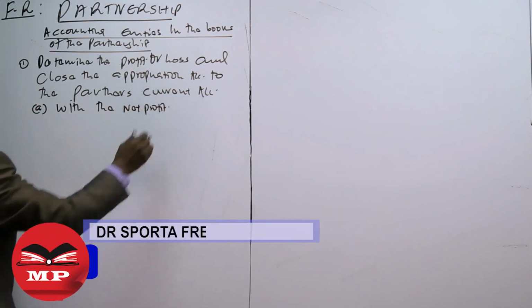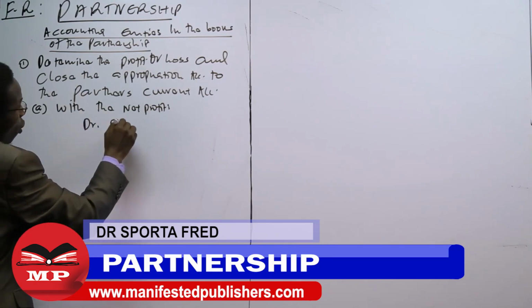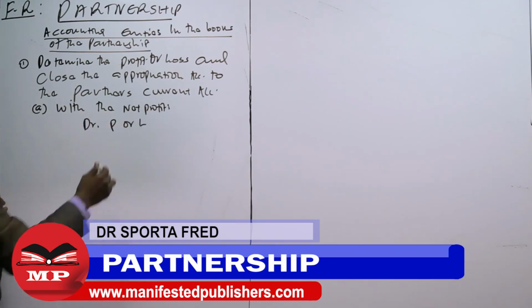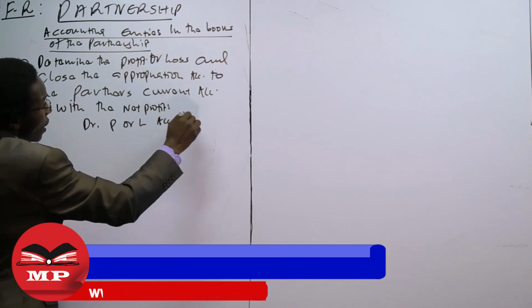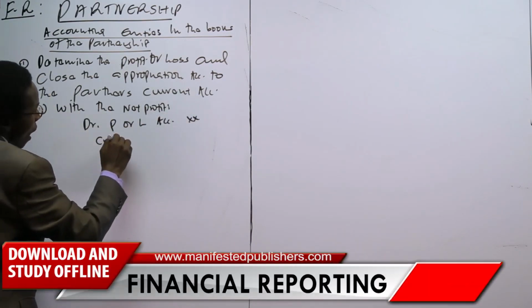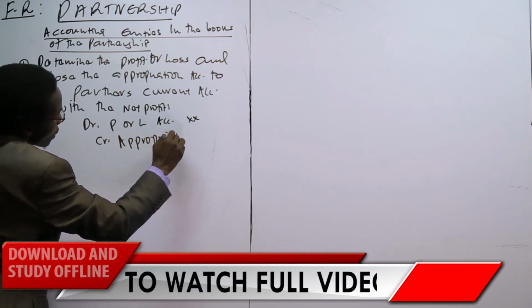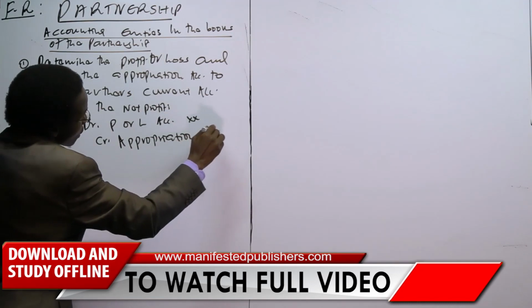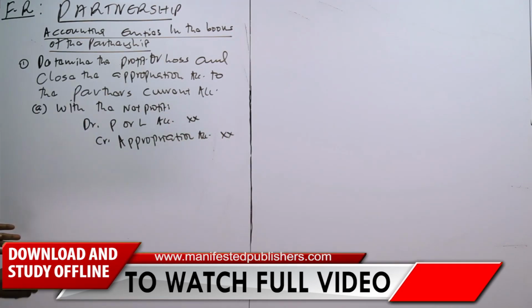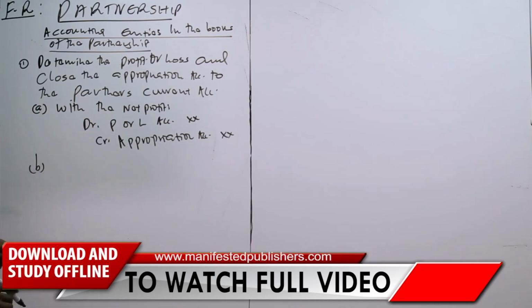With the net profit when it was a partnership, what do you do? You are going to debit your profit or loss. You know, it can be a loss. Profit or loss account, you do that. Then we say you credit your appropriation account like that.